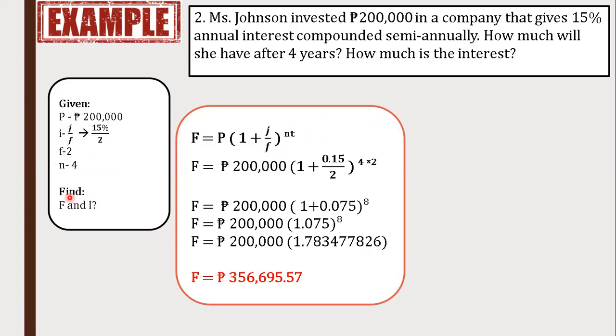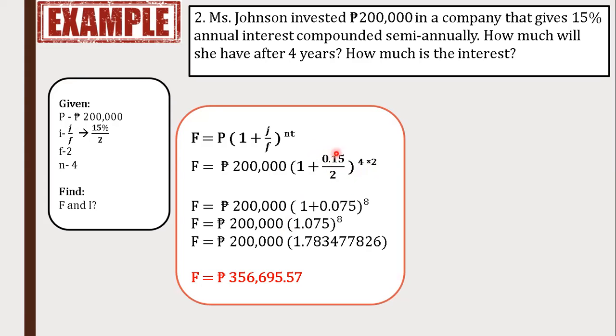Therefore, we substitute our given to our formula. P, which is 200,000, 1 will be constant. J is 0.15, from 15% converted to decimal, over 2 for the frequency, raised to the power of 4 for the N times 2 for our T or frequency. And we are now ready to simplify.